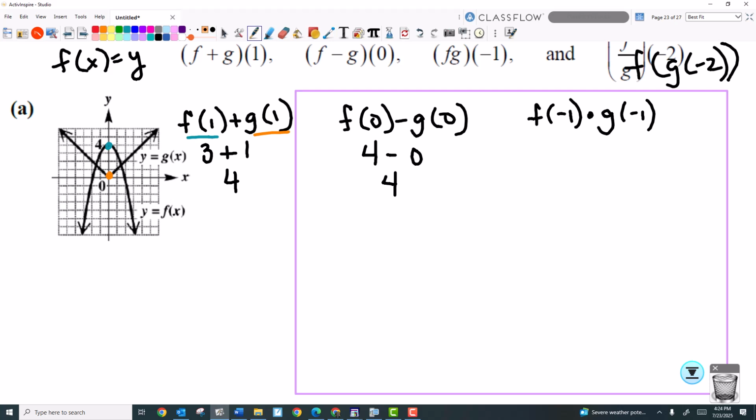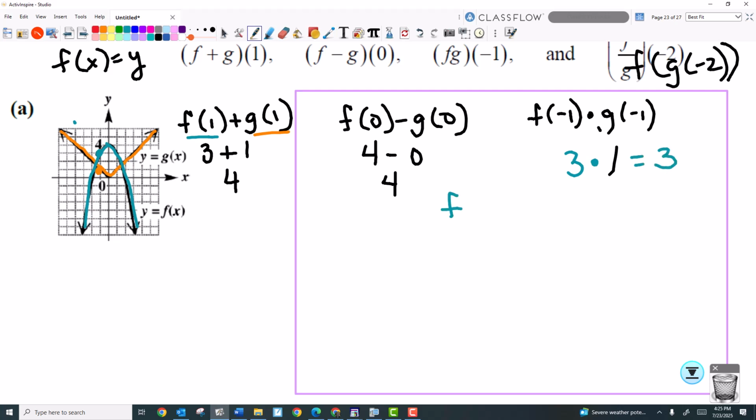So f of -1 is 1 times g of, whoops, I just flipped it, hold on. That's actually g of -1 is 1, because this is f, this is g. Let's make them colored. It would be helpful if they were in color. So f of -1, green, -1, 3. 3 times 1 is 3.